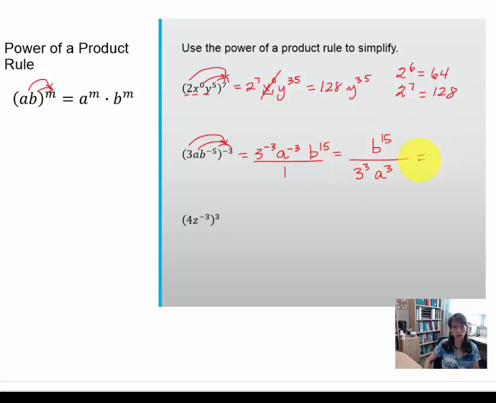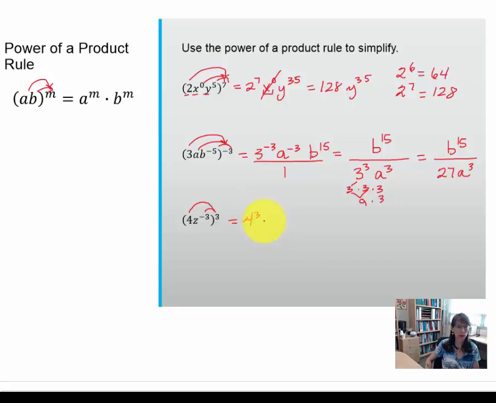So our only step remaining is to simplify 3 cubed. That would be 3 times 3 times 3. So that's 9 times 3, or 27. So 27a cubed is in the denominator, and b to the 15th is in the numerator. The last example here, each of these bases is raised to the positive 3.